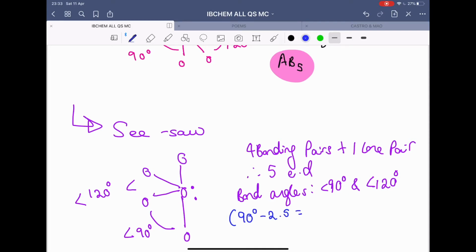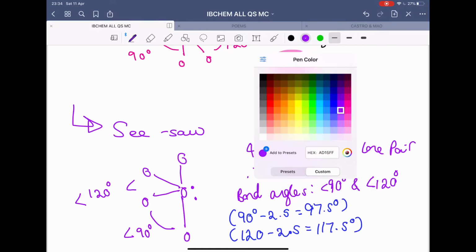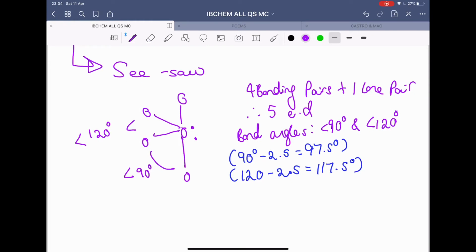And because they are, in fact, less than 120 and less than 90 degrees, what did we say before? Every lone pair, you subtract 2.5 degrees from its original overall bond angle. You don't need this really in your exam. You can just write your bond angles to be less than 120 and less than 90, but in case you wanted to know the maths behind it. The overall structure of this is going to be AB4E.